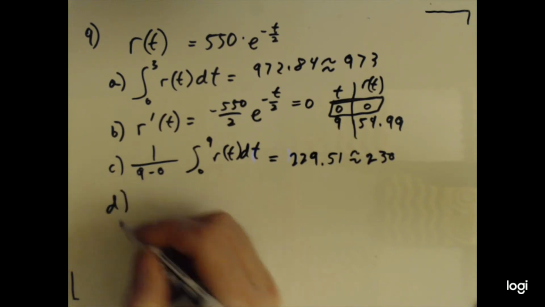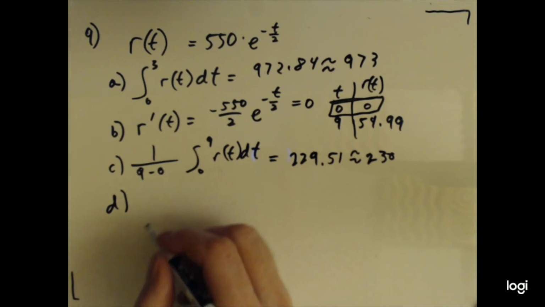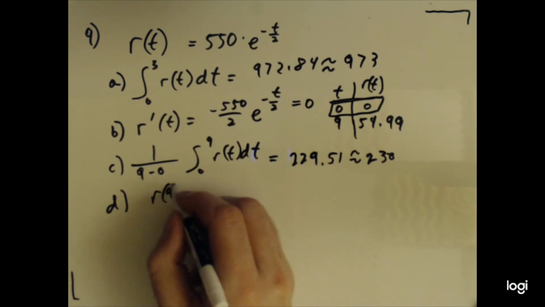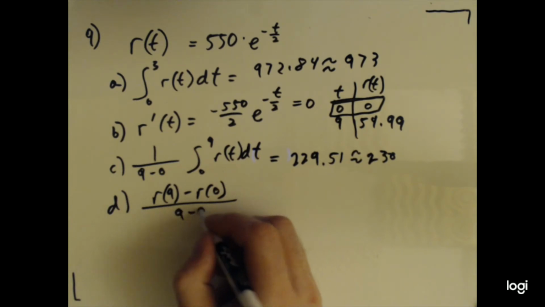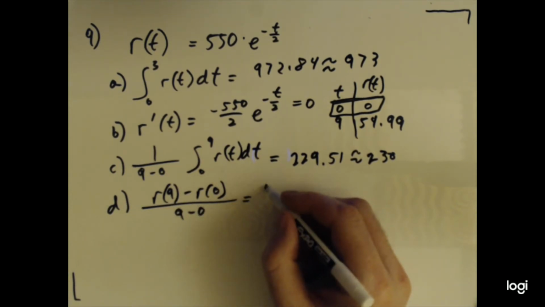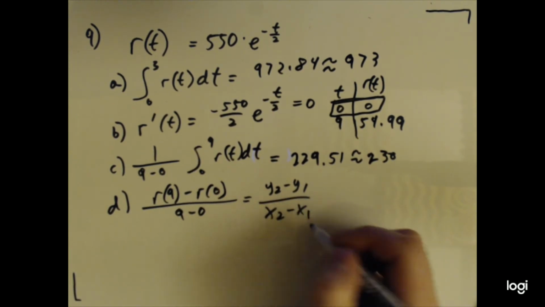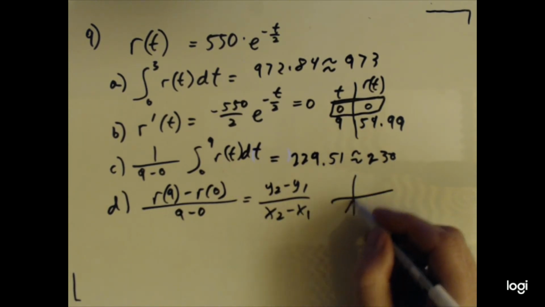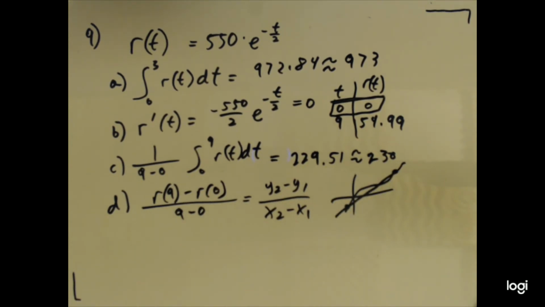D. Based on the context of the problem, interpret the meaning of r of 9 minus r of 0 over 9 minus 0. Well, that is just y2 minus y1 over x2 minus x1, which is the average rate of change of a function between there and there. This is what you did before you knew how to do calculus. Now E.